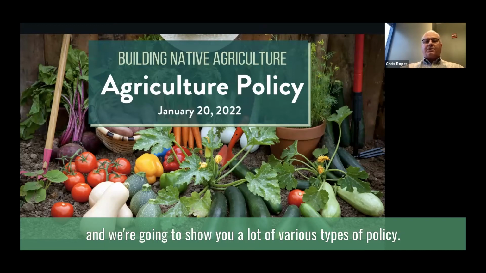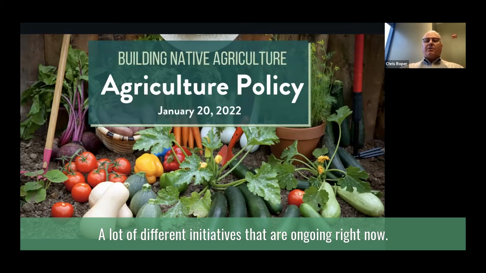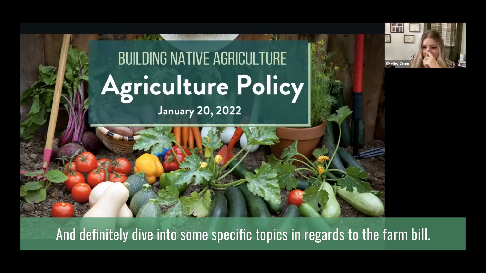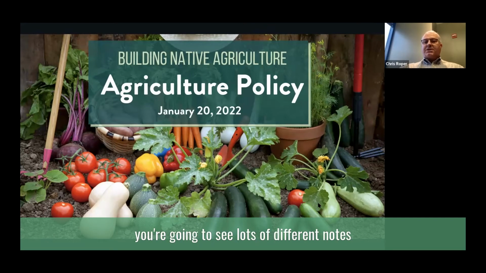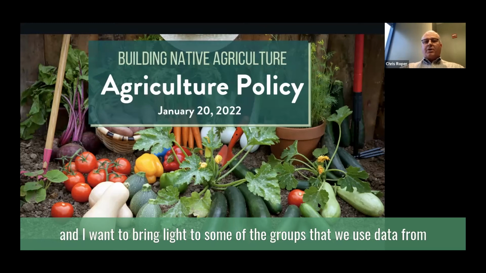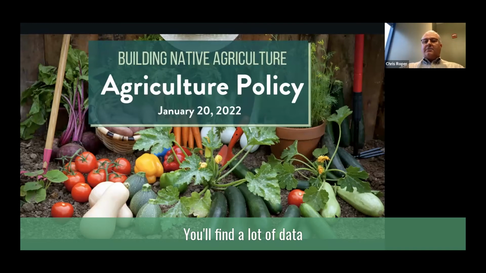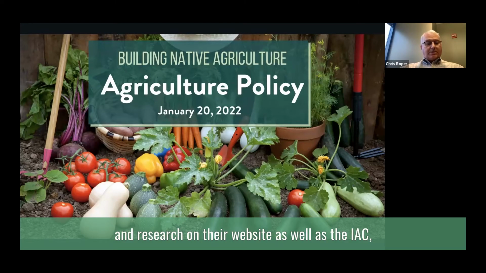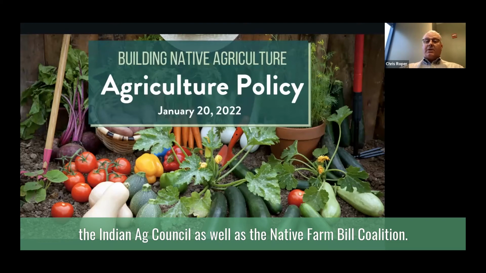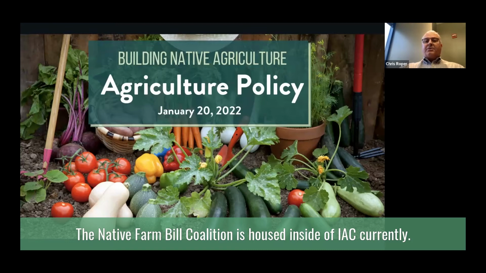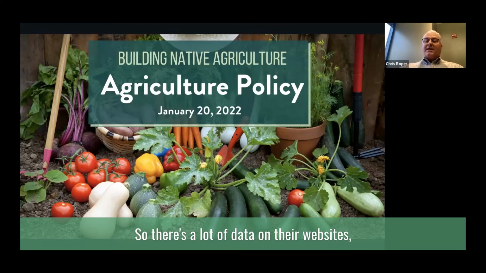In today's presentation, we're going to show you a lot of various types of policy, a lot of the different initiatives that are ongoing right now, and definitely dive into some specific topics in regards to the Farm Bill. And as we go through the presentation, you're going to see lots of different notes. And I want to bring light to some of the groups that we use data from and constantly review their data. The first is obviously the Native American Ag Fund. You'll find a lot of data and research on their website, as well as the IAC, the Indian Ag Council, as well as the Native Farm Bill Coalition. The Native Farm Bill Coalition is housed inside of IAC currently. So there's a lot of data on their websites.